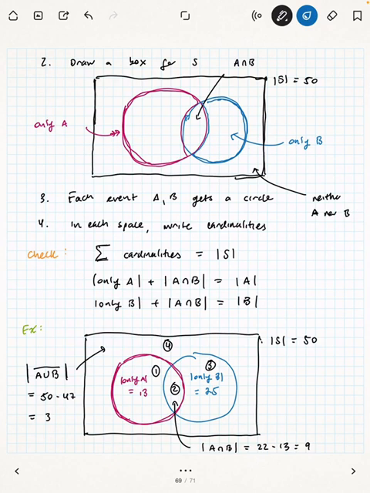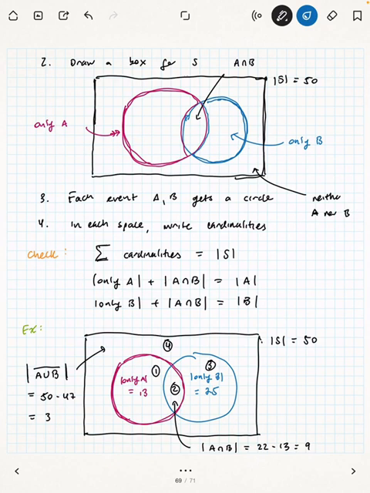In each space, we're going to write our cardinalities. And we know we've done it correctly if we satisfy three conditions. First, the sum of all these individual cardinalities or sizes of the sets is equal to the size of S. We also should check that the number of elements in only A, plus the number of elements in the overlap, is equal to the number of elements in A. And similarly, that the number of elements in only B plus the number of elements in the overlap is equal to the number of elements in B. So two sides of the same coin there, which is have we actually disaggregated everything properly.